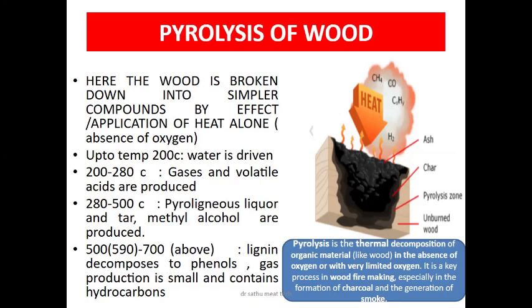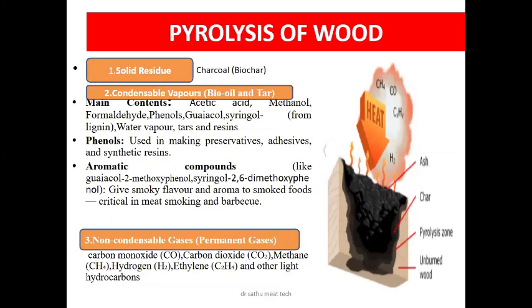From 280 to 500, pyrolysis of the lignin takes place, and wood alcohols, guaiacol and syringol, and such components are released, which will give flavor to the meat products. Above 500, normally 500 to 600 or 700, hydrocarbons are produced, that is, polycyclic aromatic hydrocarbons.